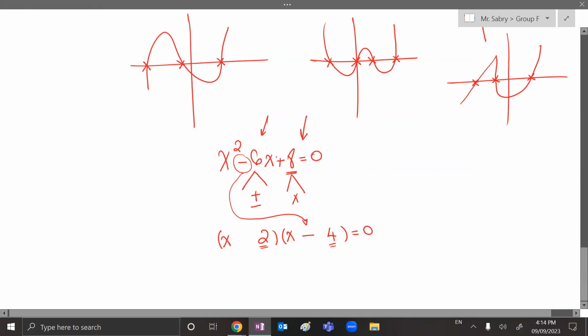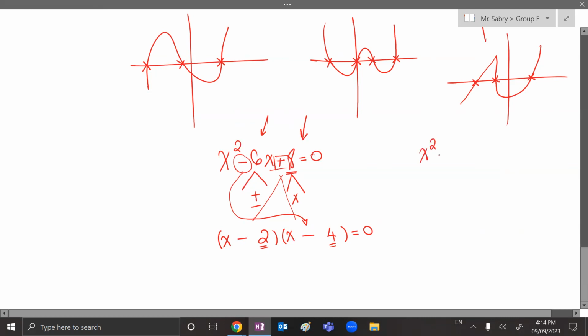And then if this sign is positive, then these two brackets have the same signs. So this also has to be negative. Let me give you another example.